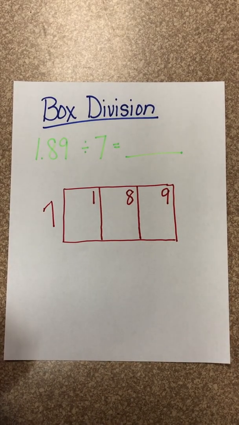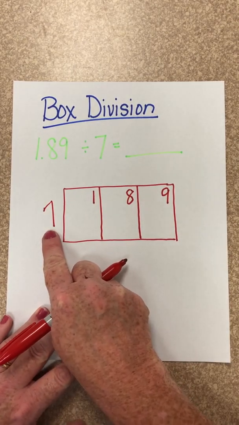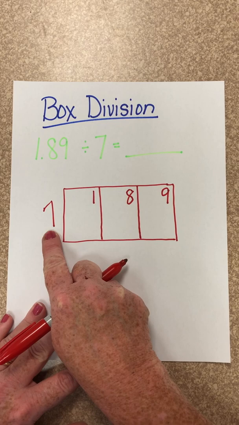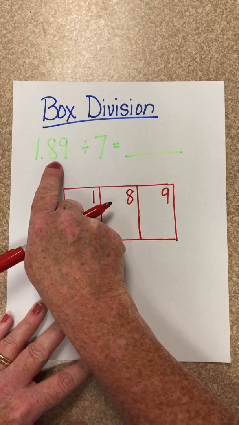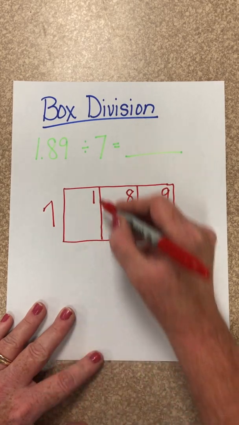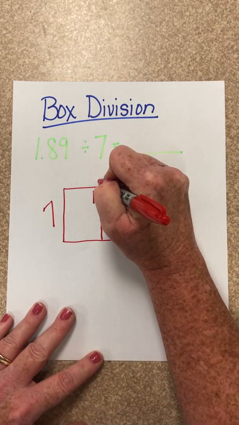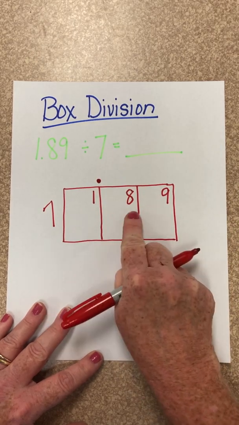Now, when I look at this box division, I notice that 7, the divisor, is a whole number. But in the problem, we have a decimal point between the 1 and the 8. So that means I need to go ahead and put in that decimal point in the answer. So I'm going to go ahead and put it right here between the 1 and the 8.